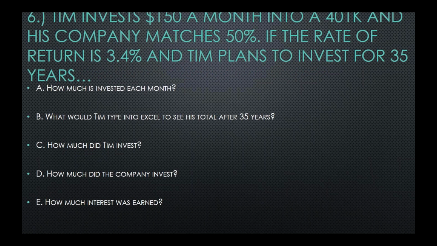Now this is our last example here in section 22. It's hard to read all of that, but Tim invests $150 a month into his 401k and his company matches 50%. And that's super nice. If you work for a company that matches anything, that's great. If the rate of return is 3.4% and Tim plans to invest for 35 years, we're going to answer some questions. How much is invested each month?